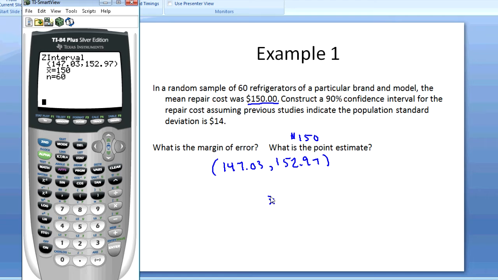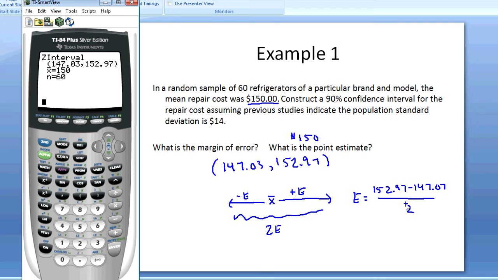Because the way that this was calculated was you added something, the margin of error, and you got 152.97. You subtracted something, the margin of error, and you got 147.03. So that means that this is 2 standard errors across. If that's the case, then what I can do is say the margin of error would be 152.97 minus 147.03 divided by 2. And when I calculate that, I get the same thing we had before when we did it by hand, 2.97. And so I didn't have to actually touch a formula if I do this method with the confidence interval.